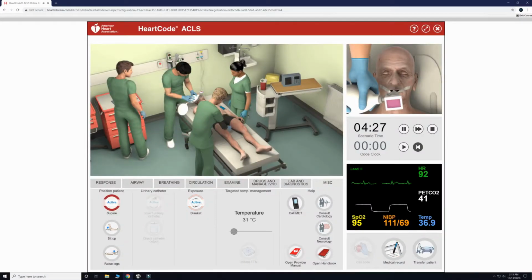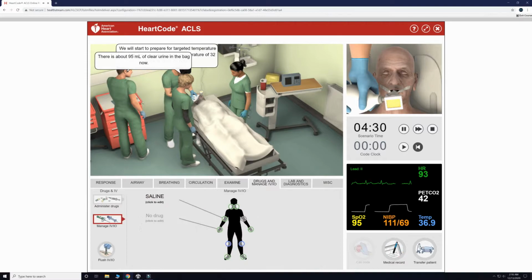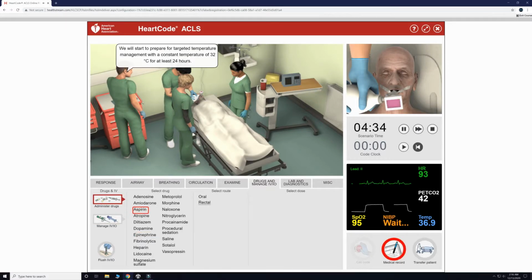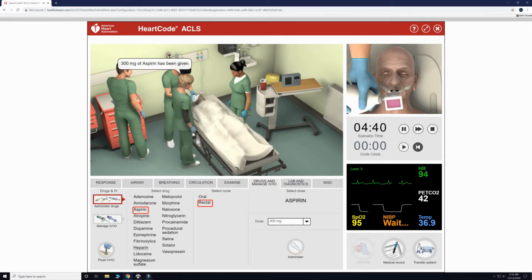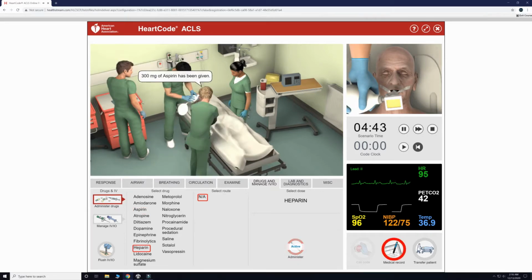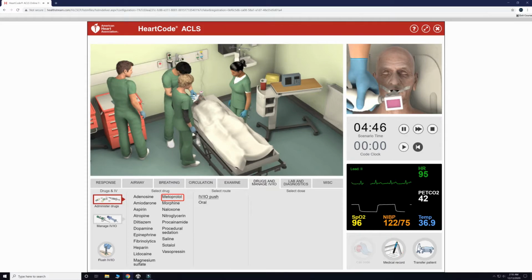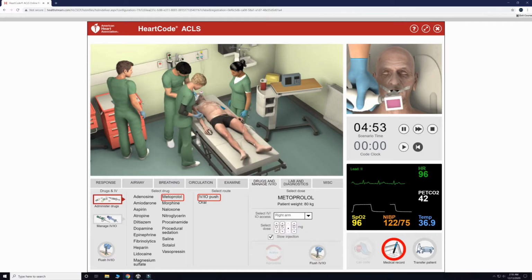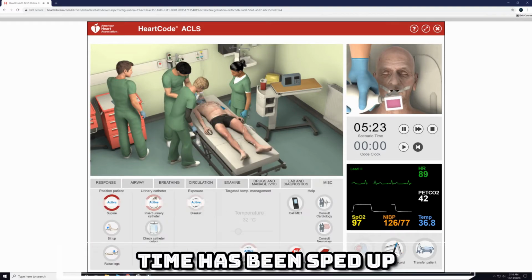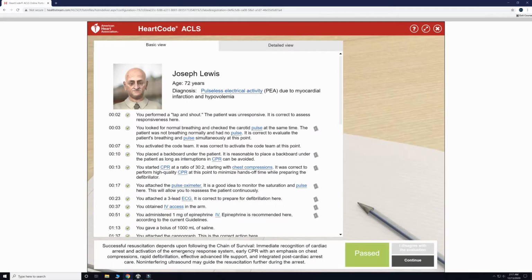We will insert a Foley catheter. Prepare for targeted temperature management at 32 degrees Celsius. Due to our diagnosis of STEMI, we will also treat the patient with aspirin 300 milligrams rectally now and heparin IV. We added metoprolol tartrate 5 milligrams IV push to help reduce the oxygen demand on the heart and reduce damage to the heart at this point. At this point, we will need to transfer the patient to have a PCI.